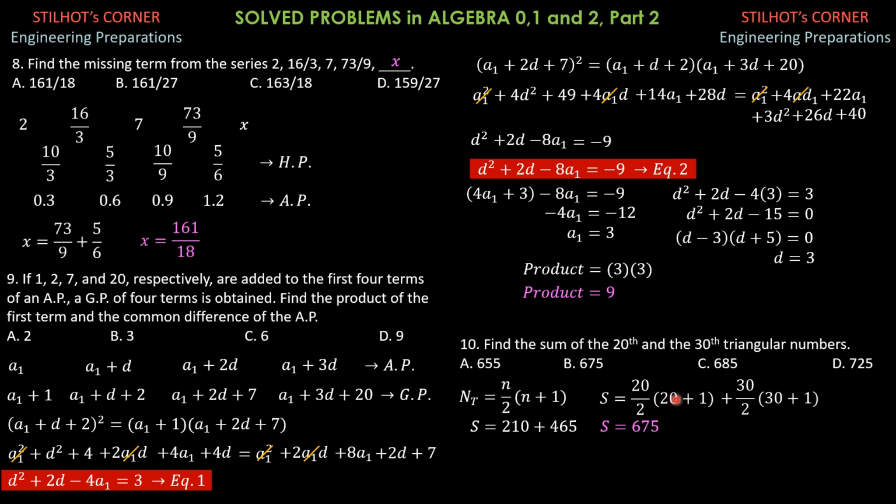So 20 over 2 times quantity 20 plus 1 plus 30 over 2 times quantity 30 plus 1, and that is equal to 210 plus 465. The sum is 675.